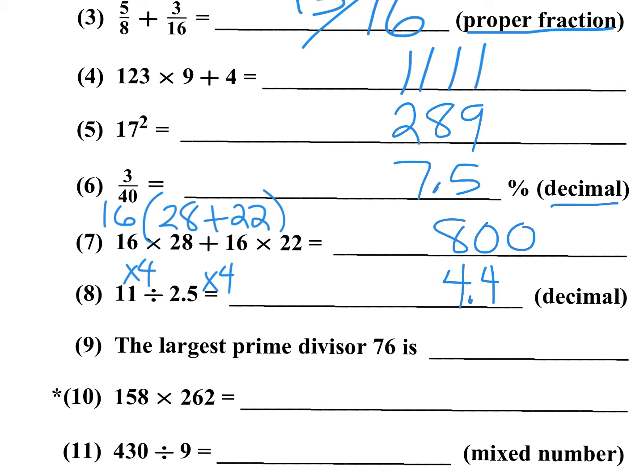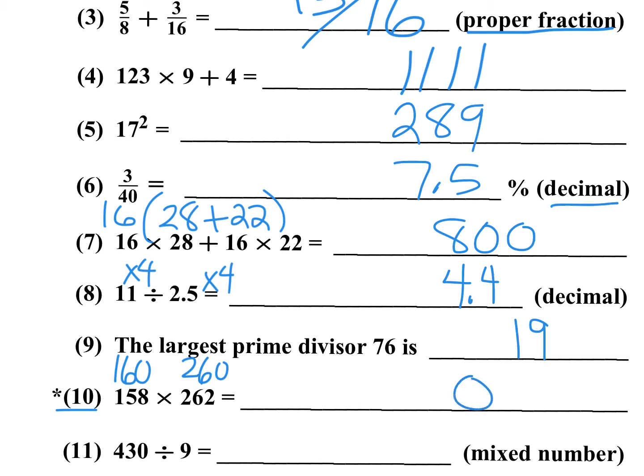Number 9, the largest prime factor of 76. 76 is 4 times 19. 19 is a prime number. So that would be the largest prime factor. Number 10 is an approximation. It's a starred problem. And so you can do 160, add 2, subtract 2. You can do 160 times 260.